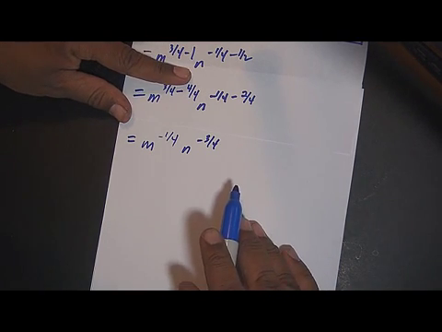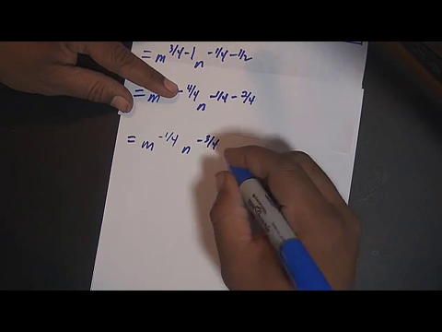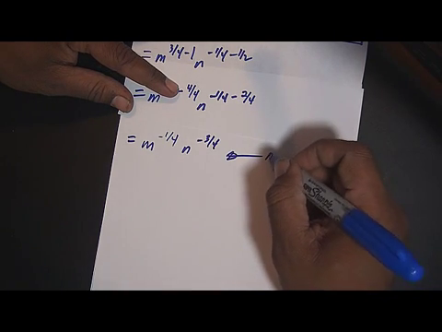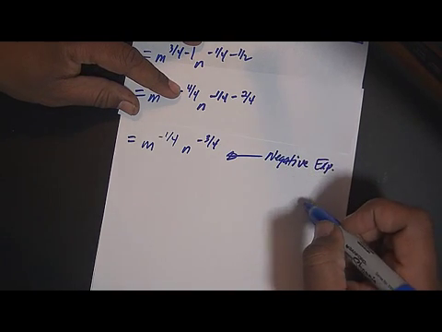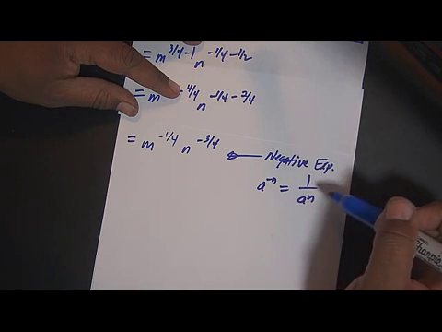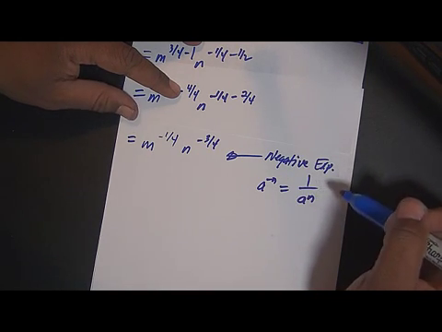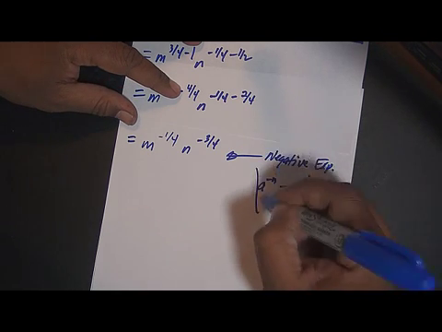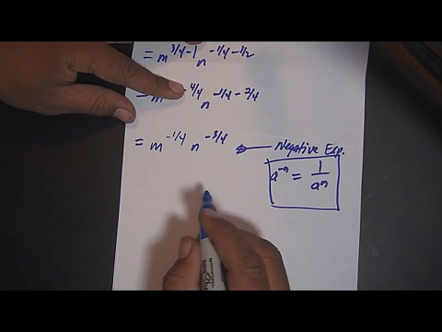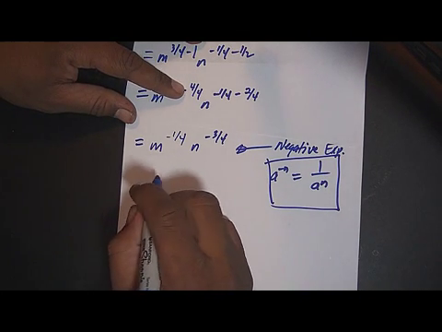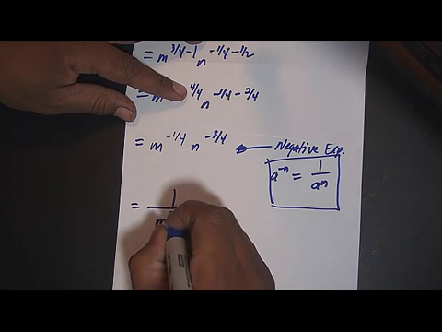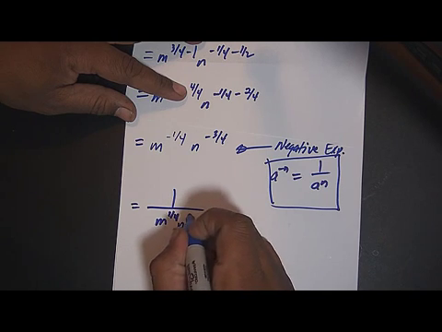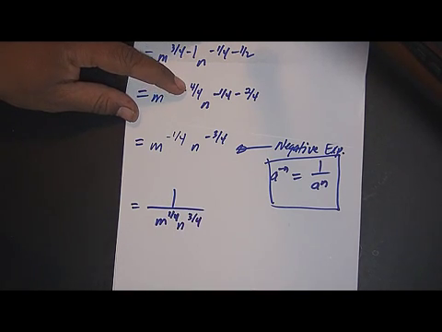We want to write our result with positive exponents, so we'll use the negative exponent rule. The negative exponent rule states a to the negative n is equal to 1 over a raised to the positive power of n. So that will allow us to rewrite m to the negative 1/4 times n to the negative 3/4 as 1 over m to the positive 1/4 times n to the positive 3/4. And now we'll enter this result into Course Compass.